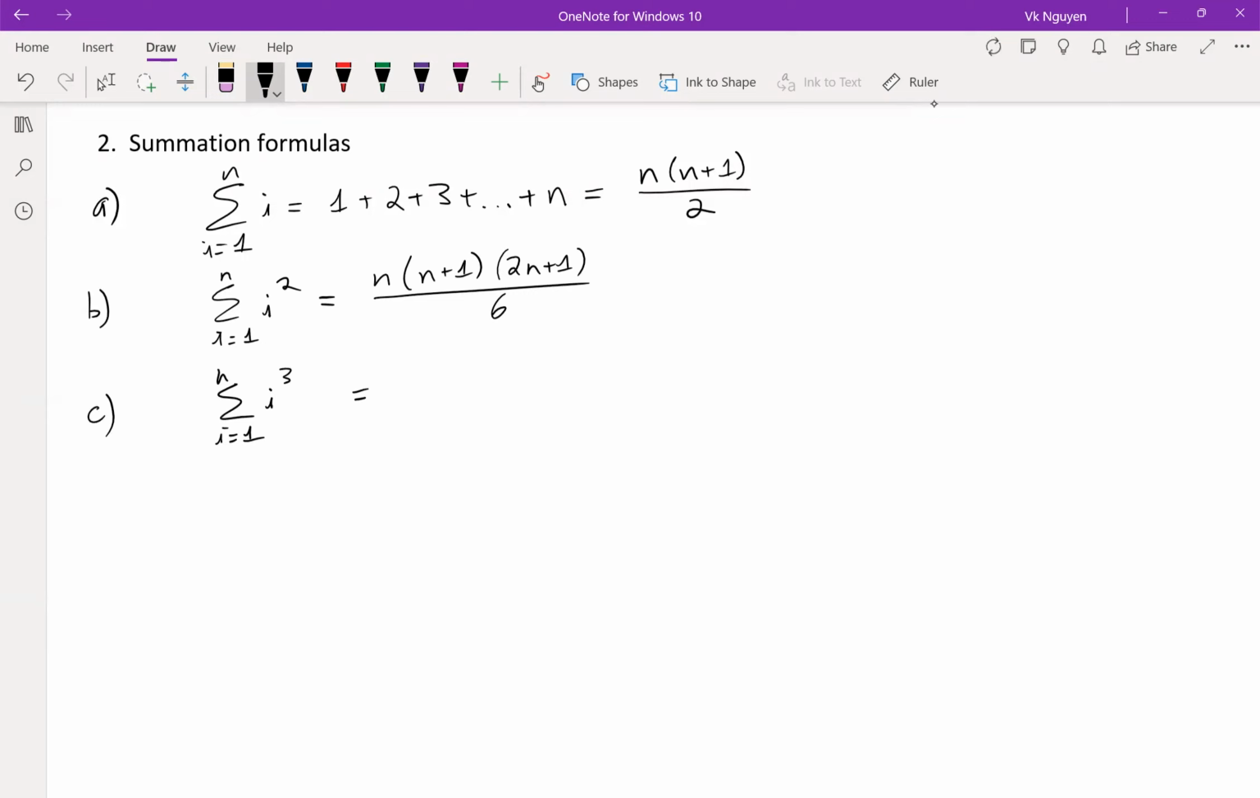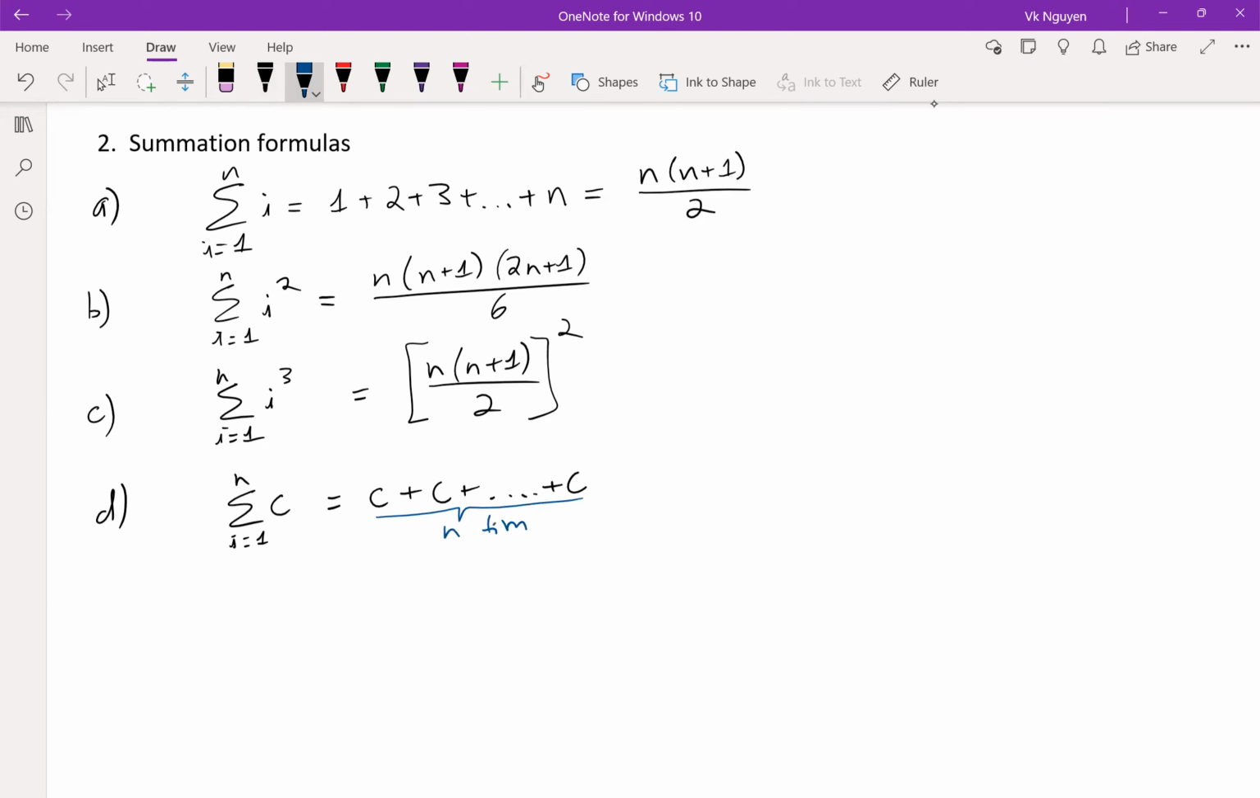And this would be n times n plus 1 over 2, squared, everything squared. D, if we want a summation of I equal 1 to n of c, what this means is that we have c plus dot dot dot plus c, n times. This would be cn.